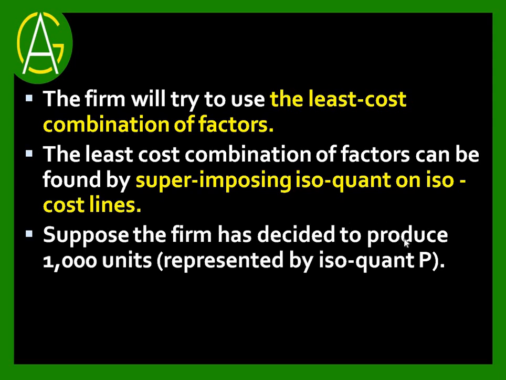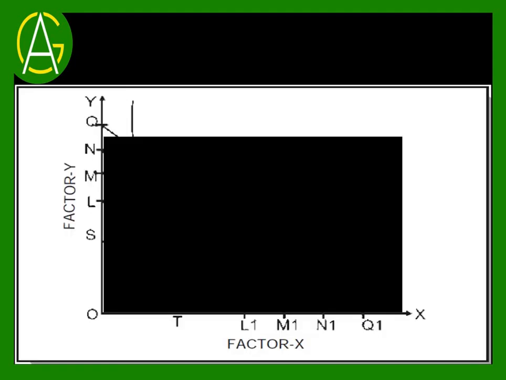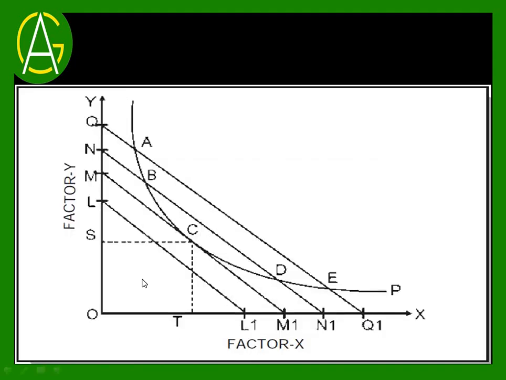Suppose the firm has decided to produce 1000 units, that is represented by isoquant P. These units can be produced at any combination on the isoquant P, that is A, B, C, D up to E level. See this diagram. These all are iso cost curves. LL1, MM1 is another iso cost, NN1 is another iso cost, and this is another iso cost. On that we have imposed the isoquant curve.